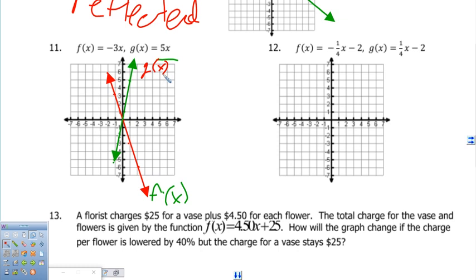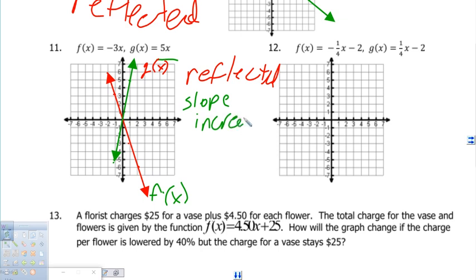Okay, so if you look at it, okay, not only was it reflected, but it was also increased as far as the slope goes. So slope increased by 2. Okay? It's more steep by a little bit. Alright? Next up, number 12.